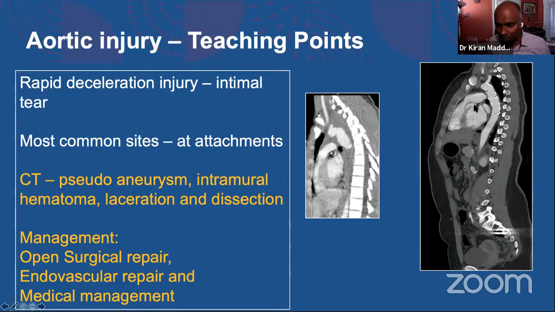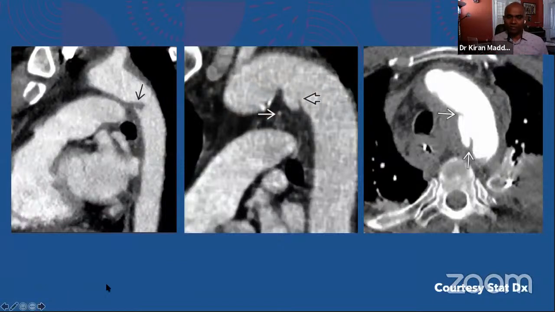Here is an example where you can see the endovascular stent. This is the same patient after the treatment. And some patients with a minimal aortic injury can also be managed with medical management. These are some case examples. I was talking about the ligamentum arteriosum. In the image on your extreme left, you see a tiny sharp membrane here.